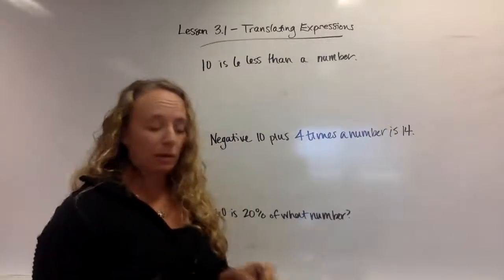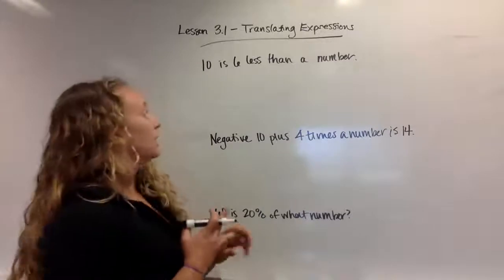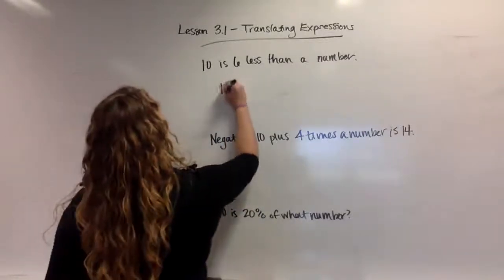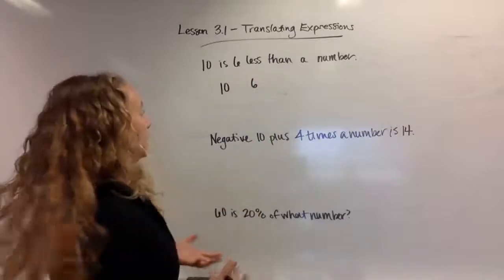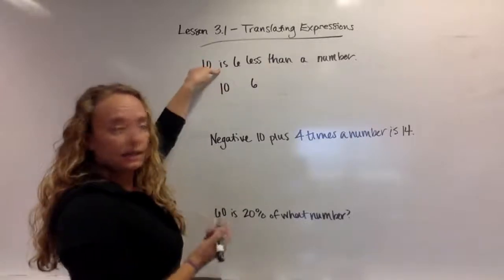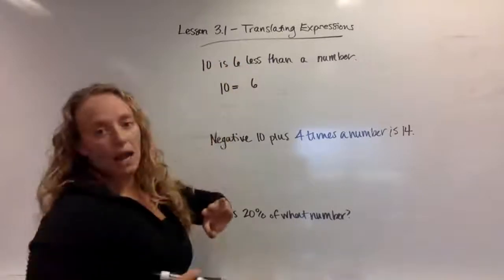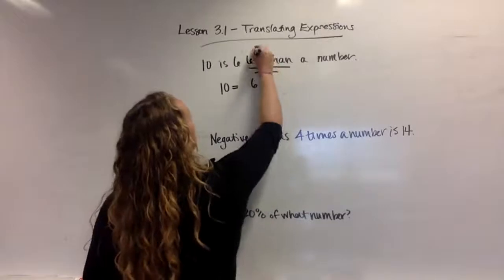Few things that we need to remember. We need to remember what some of these words mean in terms of math. We also need to pay attention to the numbers that are there. So we know that we're going to be having a 10 and a 6 in there. However, we don't know how they're going to be related. So first things first, 10 is. Is means equals. Awesome. It says 6 less than a number. That means I'm going to probably be doing some sort of subtraction.